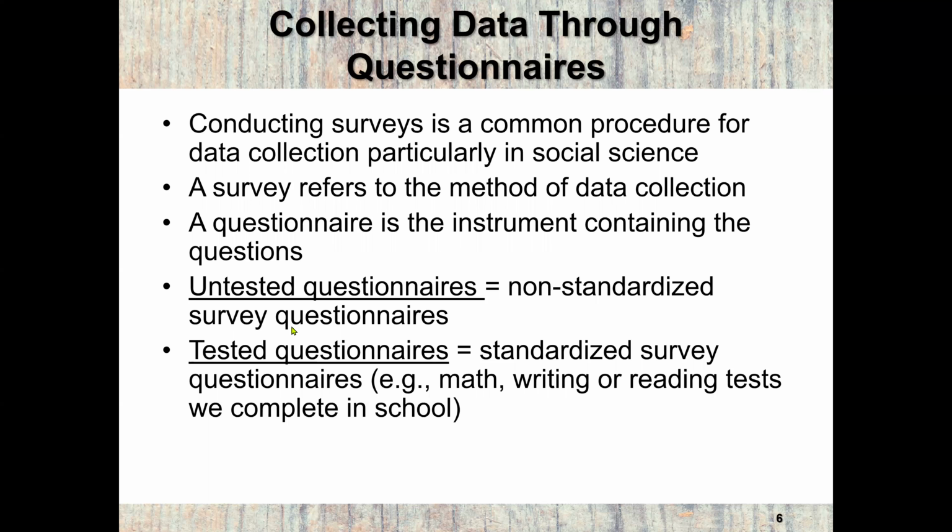So we have two types of questionnaires. Untested questionnaires, that is, non-standardized survey questionnaires. These are questions that I came up with, but they are not standardized. Then we have tested questionnaires. These are questionnaires that have been tested, so they have a standard. It's a standardized survey questionnaire. Examples can be mathematics, writing or reading tests we complete in school.